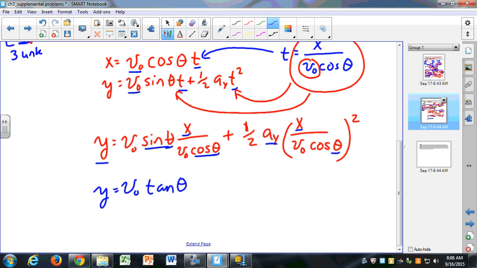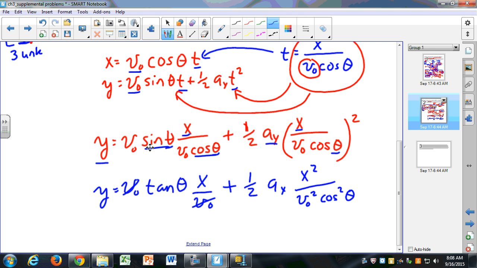A lot of students work more easily with numbers, so if you want to do that, that's fine. Although if you put in numbers at this point and you make a calculation error, you're not going to know that you made a calculation error. So it's useful to just be able to work with the variables here. And very good, the v naughts cancel out. That makes our solution a lot easier in solving this equation. Plus 1 half a_y times x squared over v naught squared cosine squared theta. That would just be like the cosine of theta squared, right?